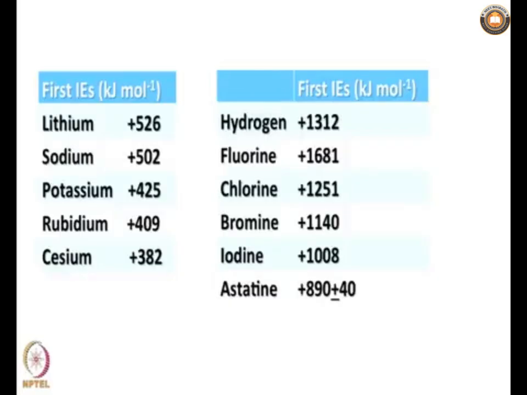Let us see the first ionization energy of halogens. Fluorine has plus 1681 kilojoules per mole, chlorine has 1251, and bromine has 1140. Iodine has 1008, whereas astatine shows 890 plus or minus 40 kilojoules per mole. You can see that it is gradually decreasing. Of course, the size is increasing.